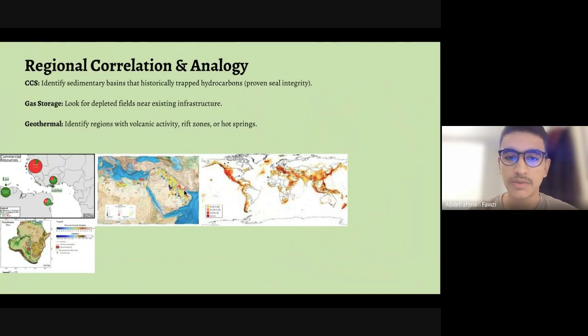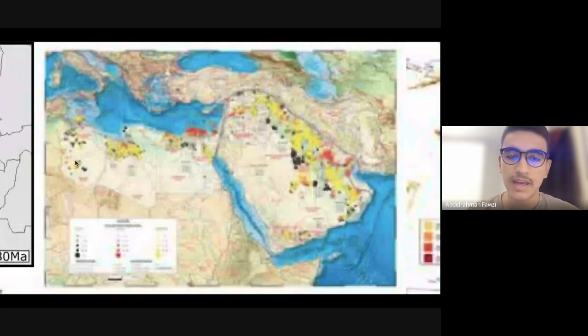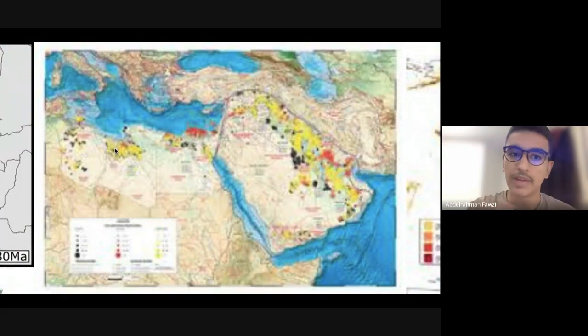So we might say, for example, we have this region. It's kind of built, going from Algeria to Iran. So we would say it's more likely to have hydrocarbons in this region, right? It's not only about hydrocarbons.